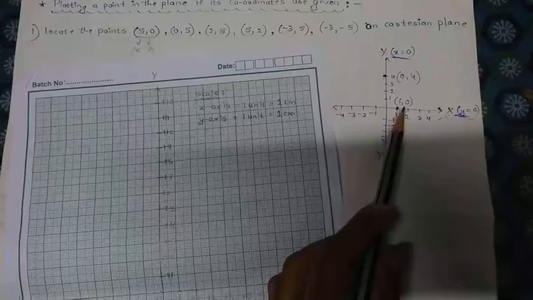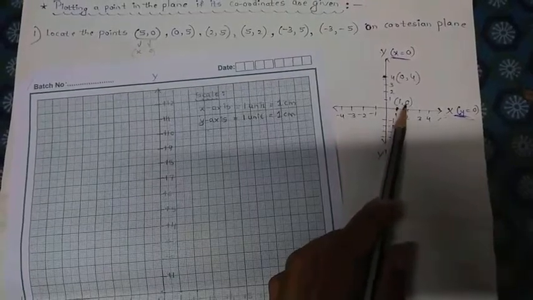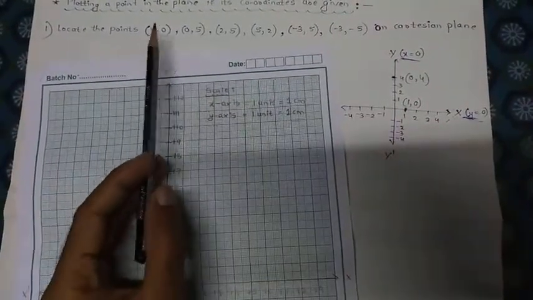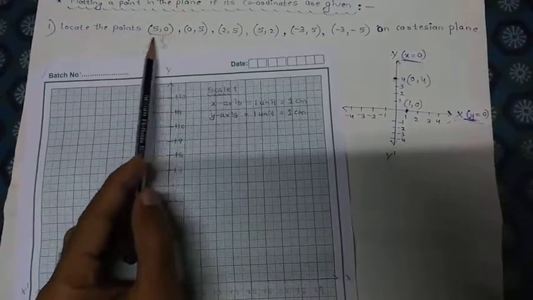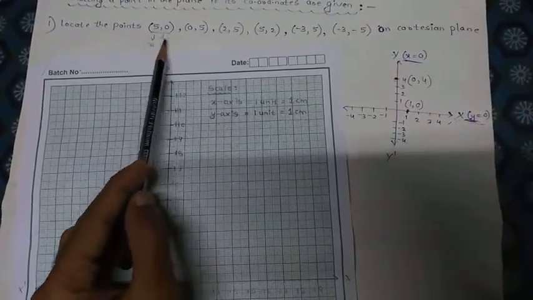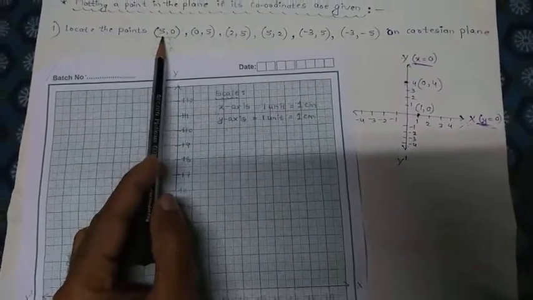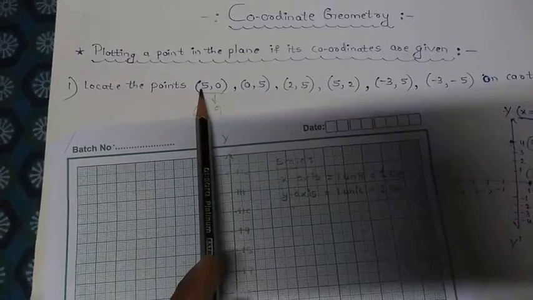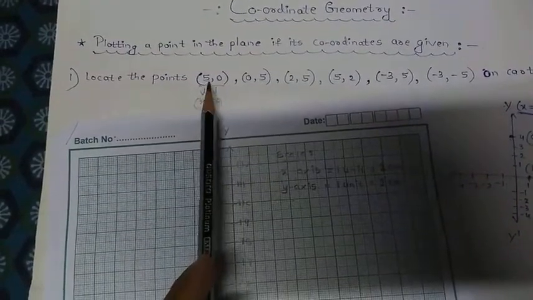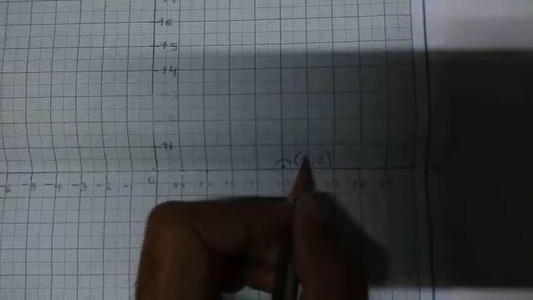So if we are to locate point 1 here, its coordinates were 1 and 0. Since the y coordinate is 0, clearly this particular point lies on the x-axis. Is it on the positive x-axis or the negative x-axis? Since we have plus 5 here, we will be plotting it on the positive x-axis. So 5, 0 will be here. You have to name this point 5, 0.